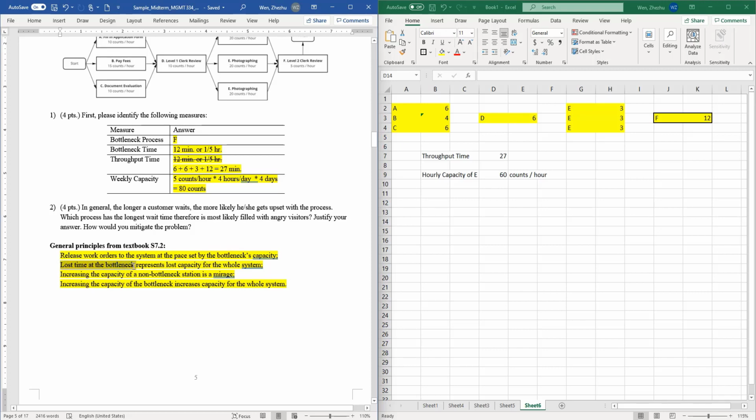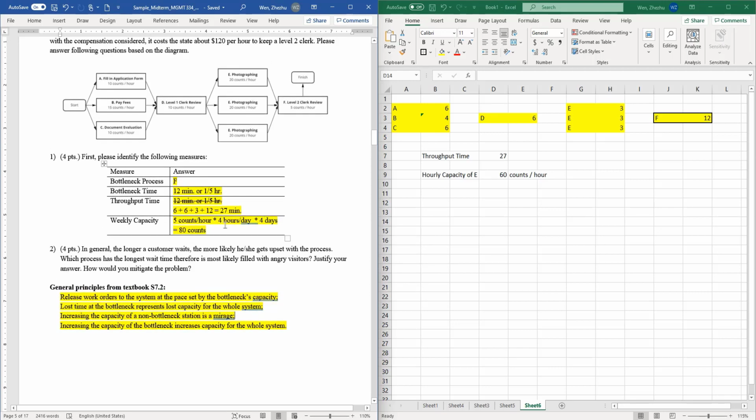Lost time at the bottleneck represents lost capacity for the whole system. Yes, I agree with that. Increasing the capacity of a non-bottleneck station is a mirage, right? In other words, it won't help if you try to improve the hourly capacities of those processes which are already fast enough.